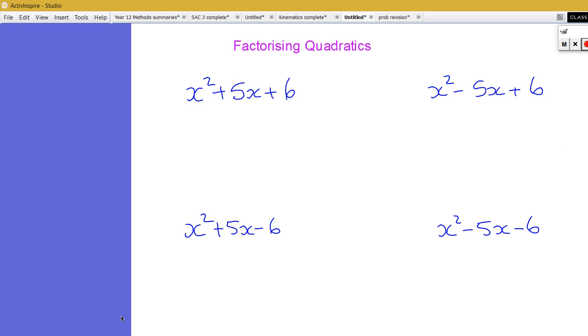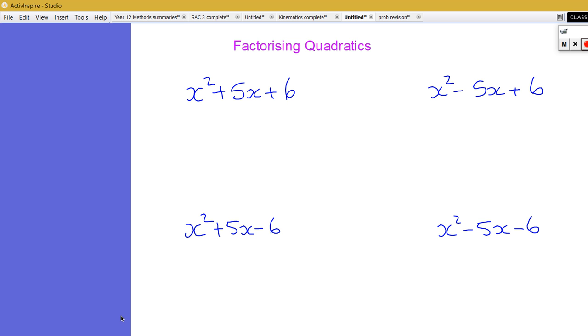So when we go to factorise a quadratic trinomial, we always look at the last term, the constant at the end, and we always need to find 2 numbers that are factors of 6. So with 6 we know that it could be 2 and 3, or it could be 6 and 1.